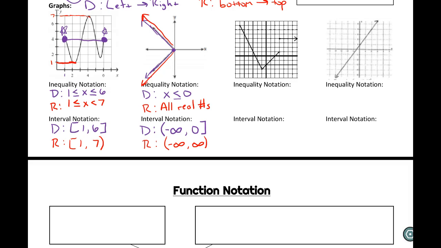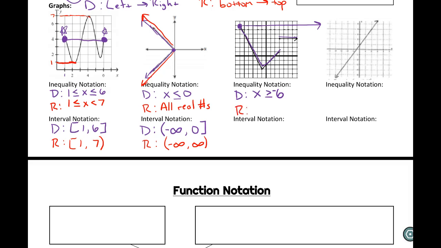Okay, let's look at a couple more. We've got this kind of V and an arrow like this. My graph goes from here and then just continues on indefinitely to the right. So my domain starts at -6 and then moves all the way to the right forever. So I could say that my domain is all the numbers that are greater than or equal to -6.